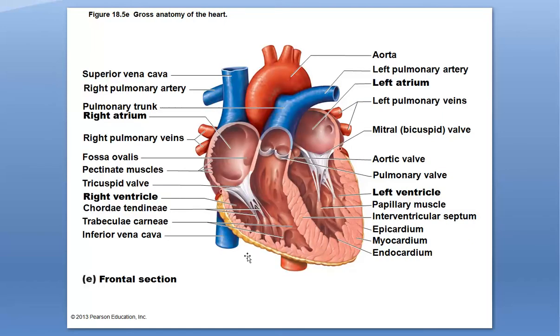And lastly, the trabeculae carneae. Trabeculae are plates like we see in bone, and carneae refers to muscle or meat. In the next video, we'll talk about how blood circulates through the heart and the pulmonary circulation.